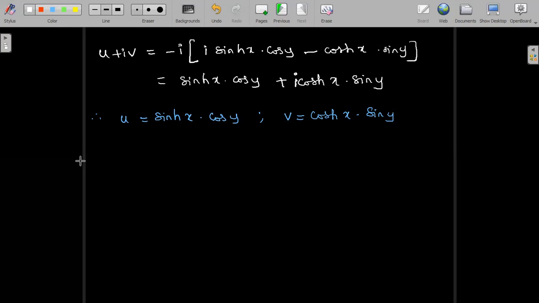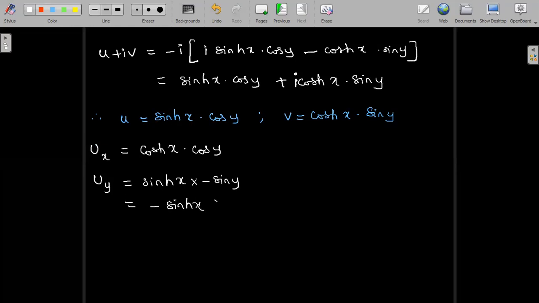So let us write down ux, uy, vx, vy. Let us find out ux with respect to x. Differentiation of sine hyperbolic x is cos hyperbolic x, keeping cos y as it is. Similarly, uy with respect to y: sine hyperbolic x as it is, differentiation of cos y is minus sine y. So this gives me minus sine hyperbolic x into sine y.